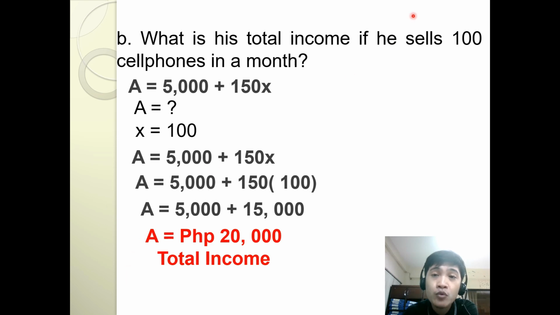So therefore, kung si Tristan ay makakabenta ng 100 cellphones in this particular month, siya po ay magkakaroon ng 20,000 pesos as his total income. So yan po yung sagot natin sa letter B.